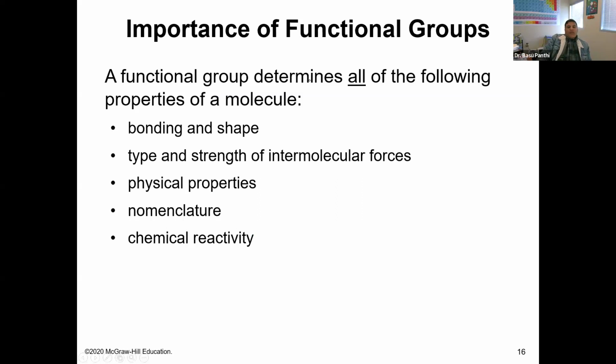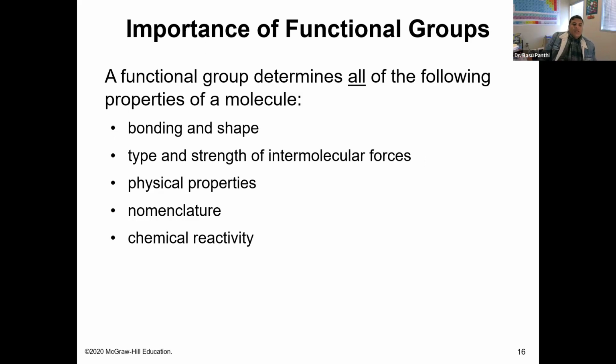A functional group determines all of the following properties of a molecule: bonding and shape, type and strength of intermolecular forces, physical properties, nomenclature, chemical reactivity. We have a special way to name organic compounds, that's called nomenclature. You will see many things in chapter 4, and after chapter 4, everything will be complete in organic chemistry. Then we go that way, okay? Because we don't know naming and all the skeleton and many things.